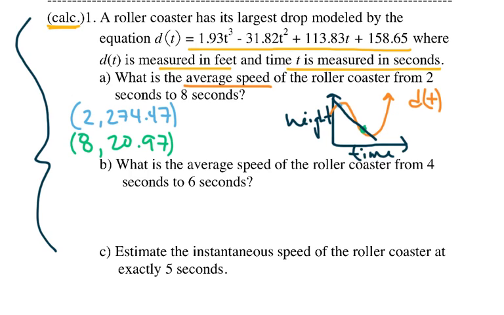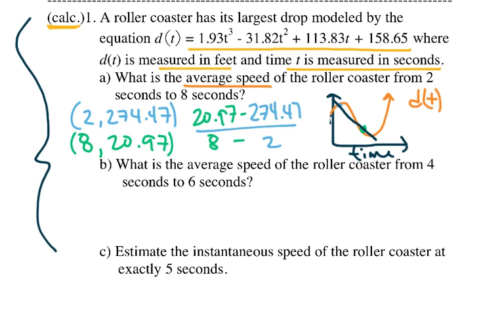Now, to find the average speed, all we really need to do is find the slope between the 2 points. So let's use the slope equation, which is y2, which is 20.97, minus y1, which is 274.47, divided by 8 minus 2.